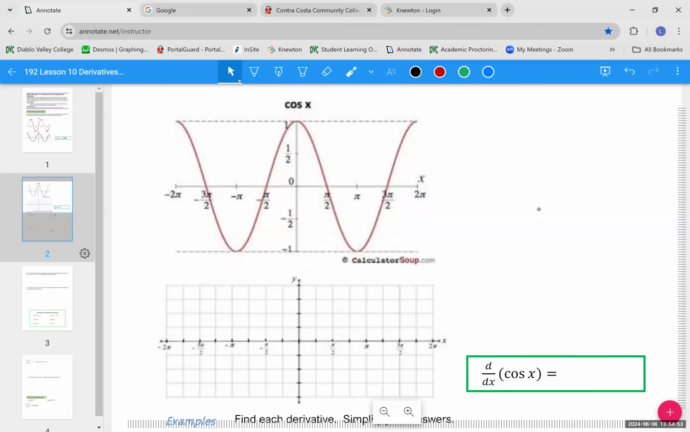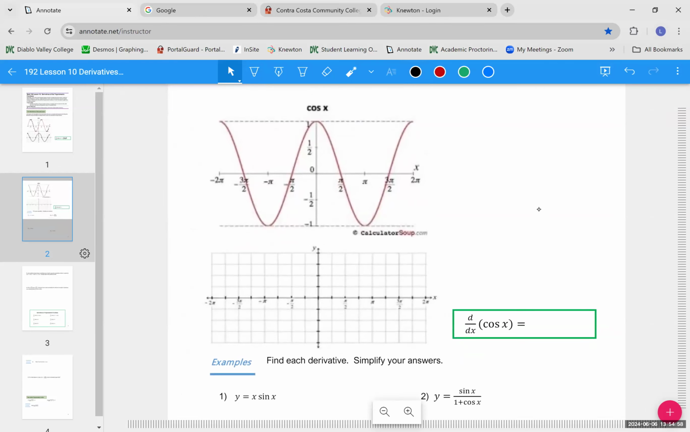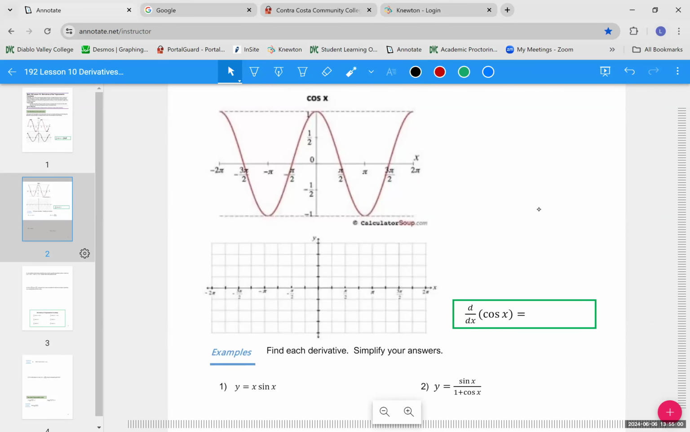So I want you to pause the video and try the same thing for cosine, where you're going to try to sketch the graph using the same logic that we just did, and then see if you recognize that graph to identify what the derivative of cosine is.